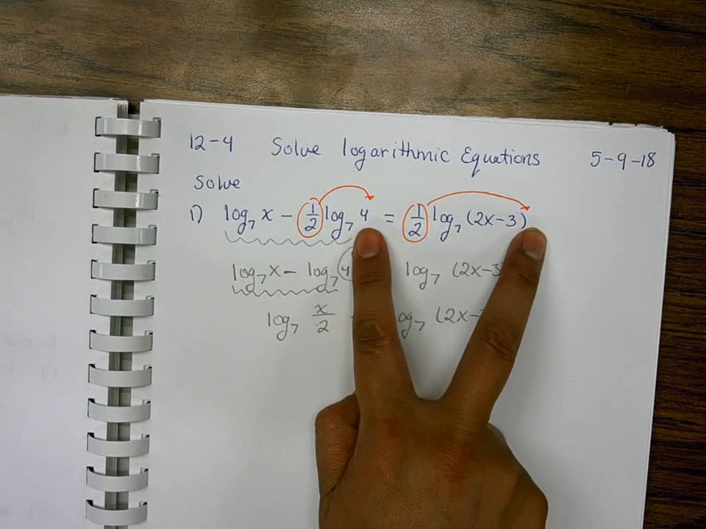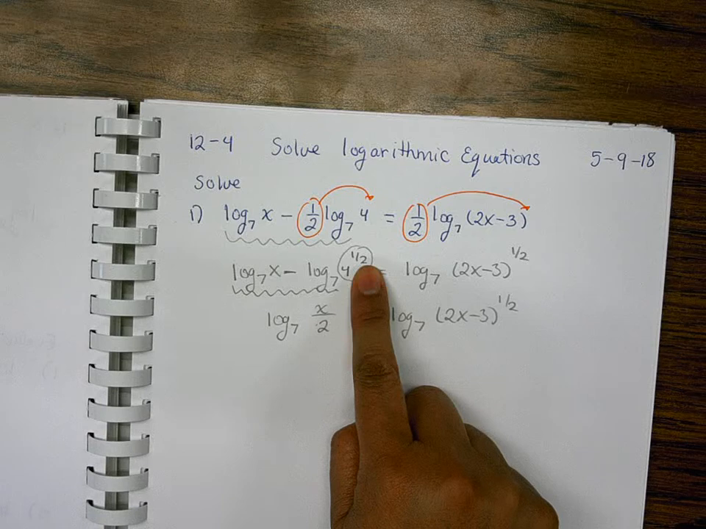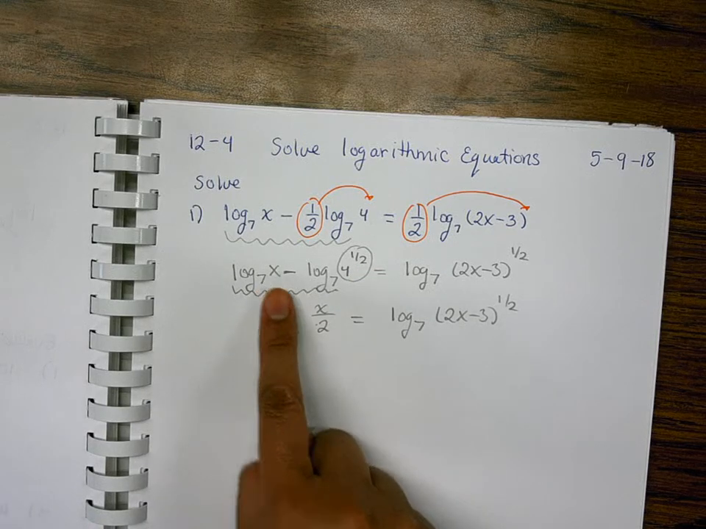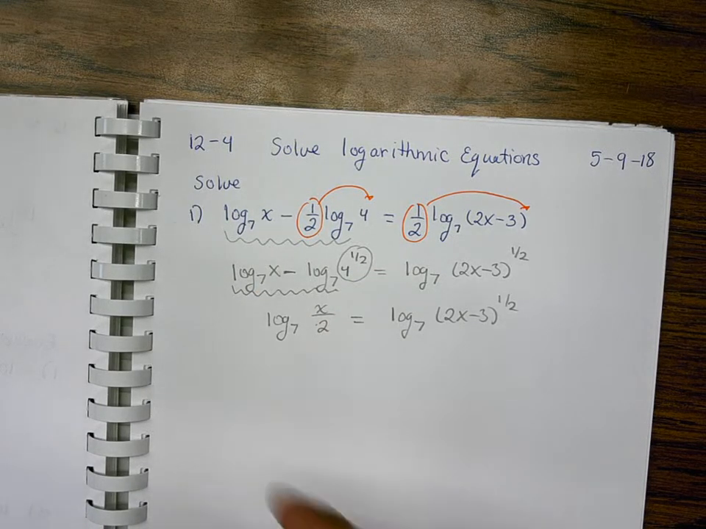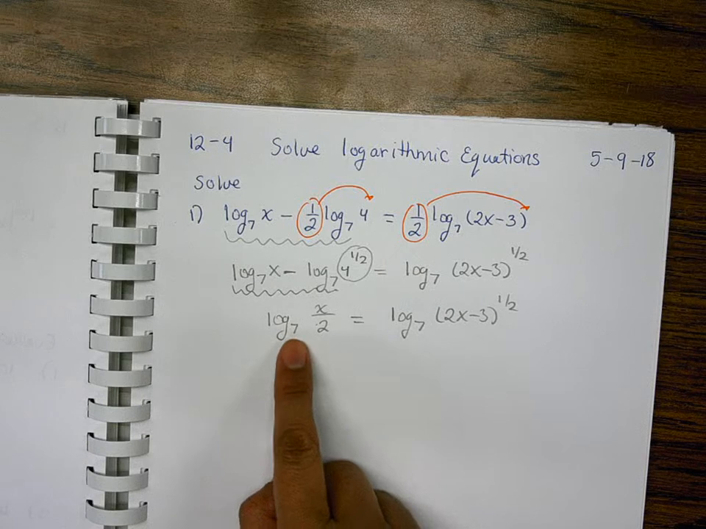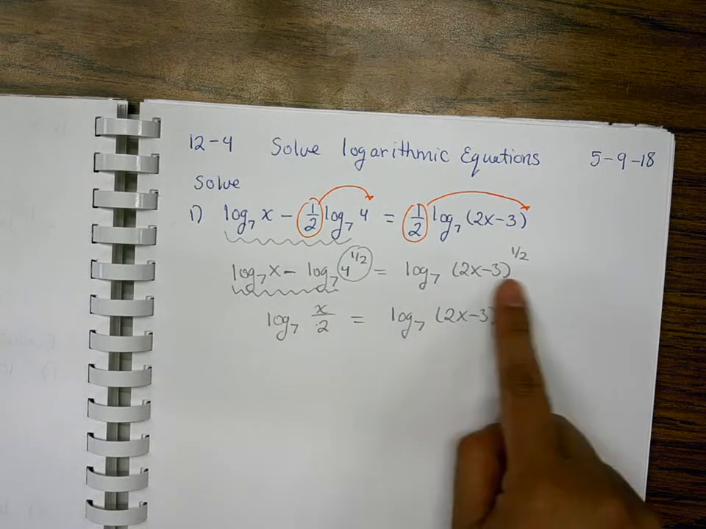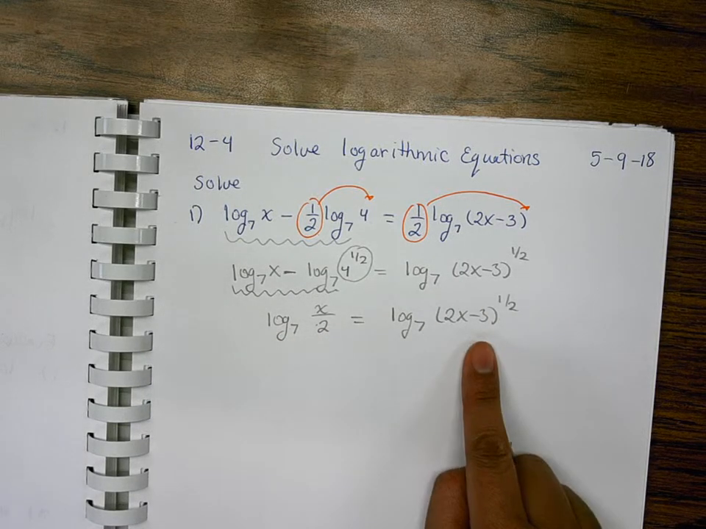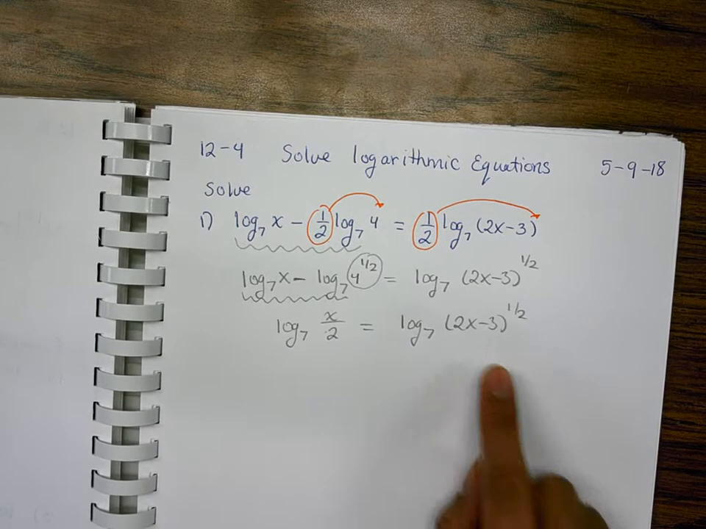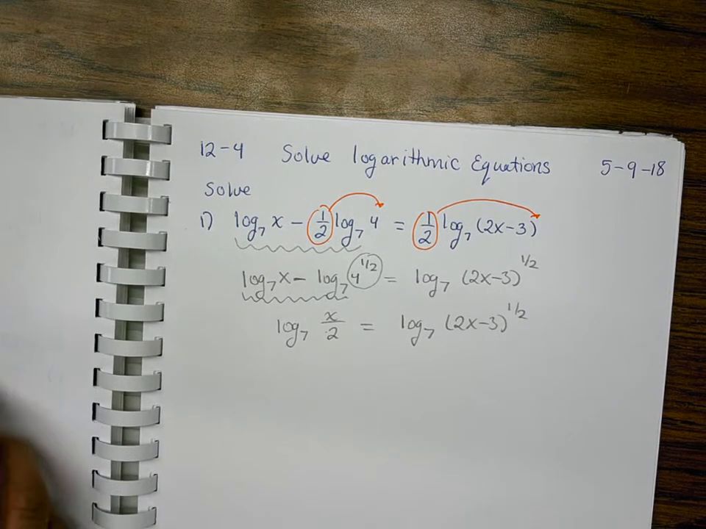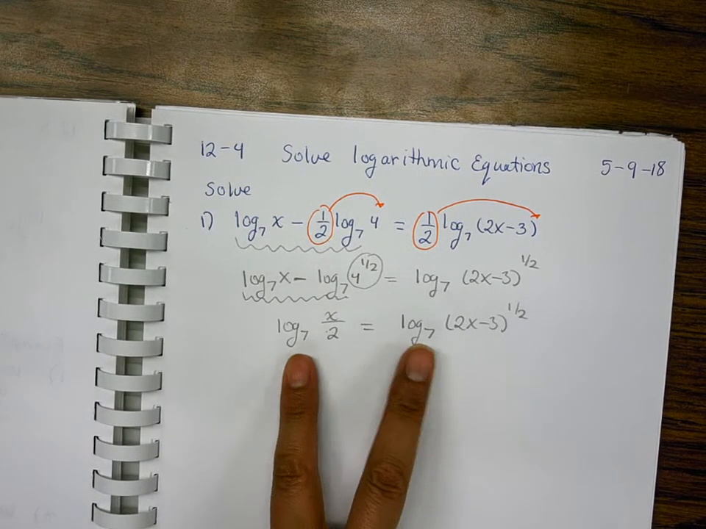All right, so what was done? Brought these up as my exponents. 4 to the 1/2 is 2. Because it's subtraction, I rewrote it as division, and I condensed it to one log. Log base 7 of x over 2. And this just simply stayed the same. Log base 7 of 2x minus 3 to the 1/2.